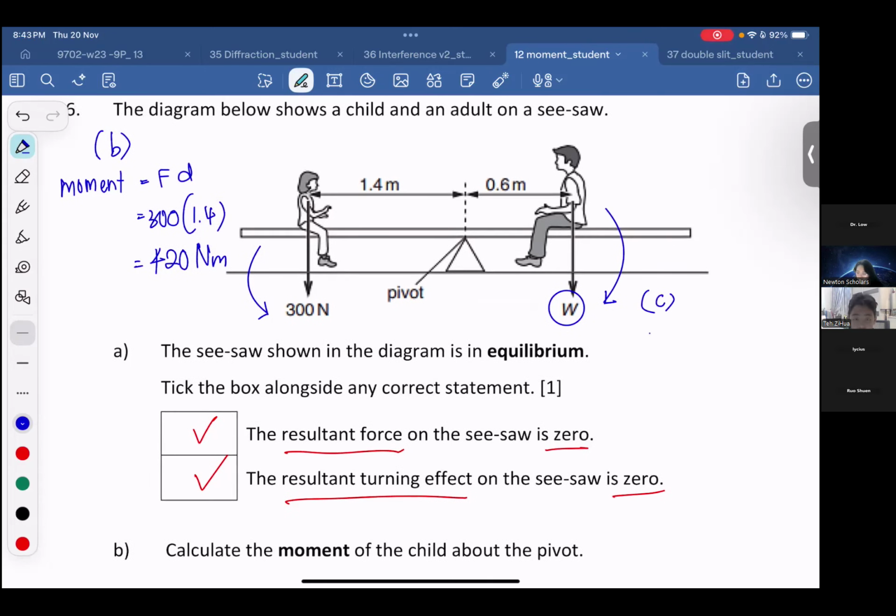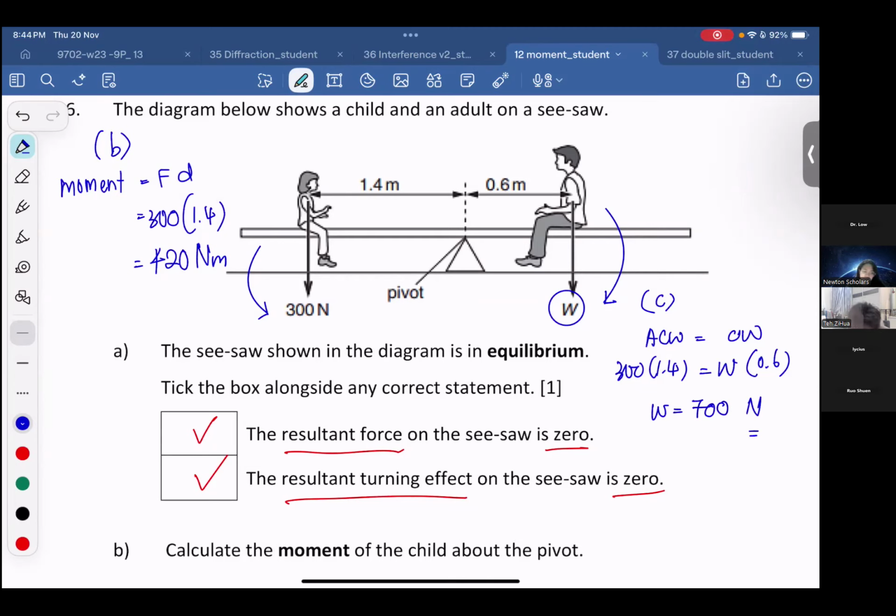Okay, C. In order to balance, anti-clockwise moment equals clockwise moment. So 300 times 1.4 equals clockwise W times 0.6. So your W should be 700 Newton, dear. Don't write Newton meter, because today we learn about moment. No, weight is one type of force. The unit is Newton. Okay, so that is the answer for C.